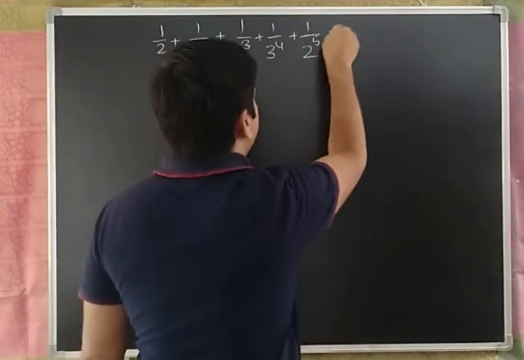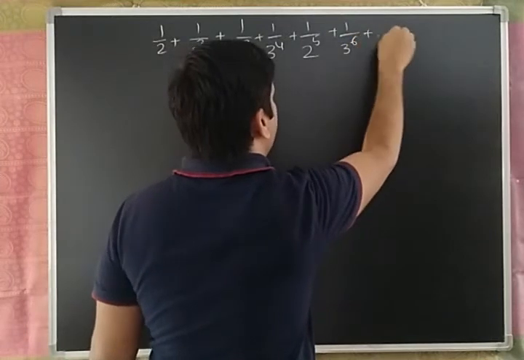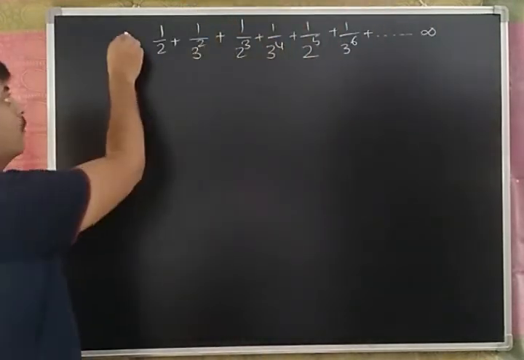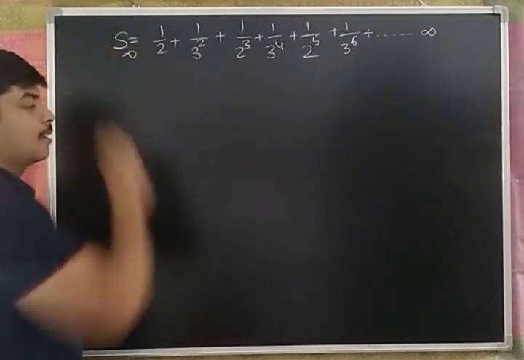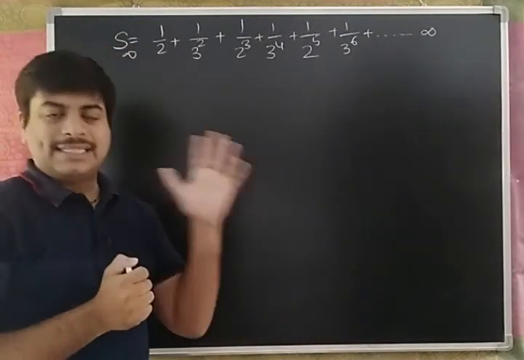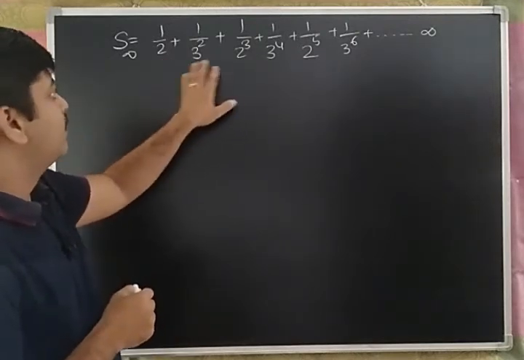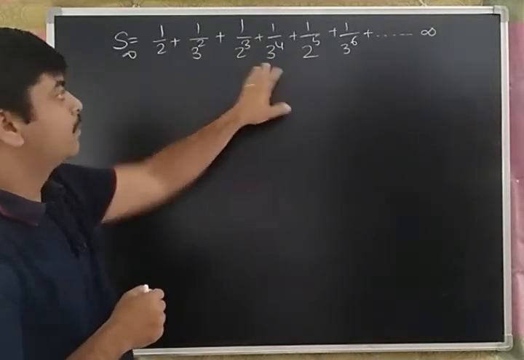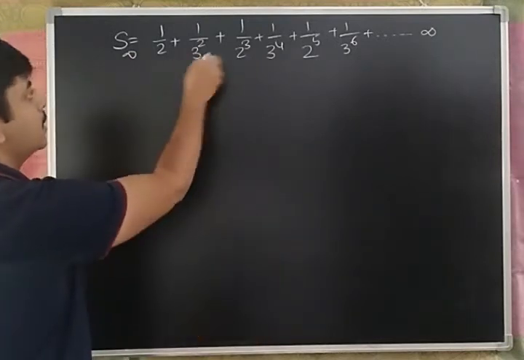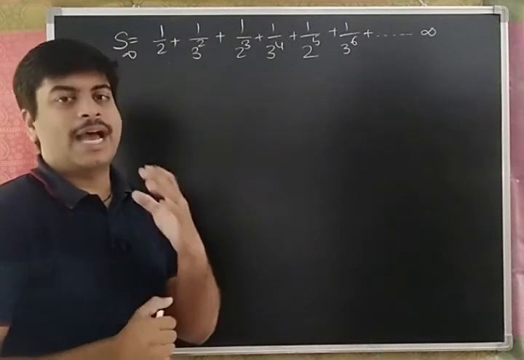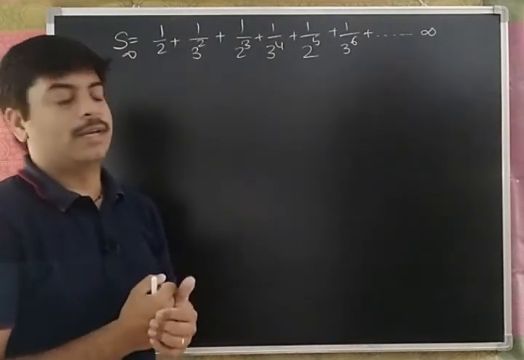1 by 2 power 5 plus 1 by 3 power 6 plus so on till infinity. Okay, so this is the sum. We need to find the value of S infinity. Now carefully observe, is this a GP? 1 by 2, then 1 by 3 square, then we again come to 1 by 2 cube, again 1 by 3 power 4. Sir, there is no common ratio between these. We cannot find it this way. Is that correct? I will just rearrange the terms and we will see what happens.